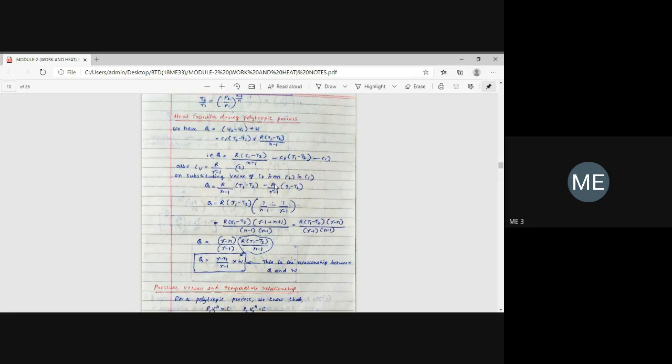Next step, you have to find out what are the common terms in this equation. Left hand side Q, R into T1 minus T2 common terms. In the bracket, you'll get 1 divided by n minus 1 minus 1 divided by gamma minus 1. Next step is you have to take the common terms outside. R into T1 minus T2, in the bracket, 1 divided by n minus 1 minus 1 divided by gamma minus 1. Next step is you have to take the LCM.